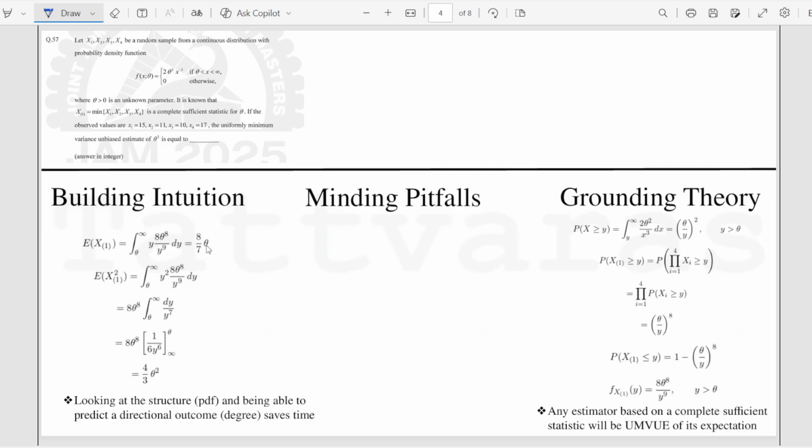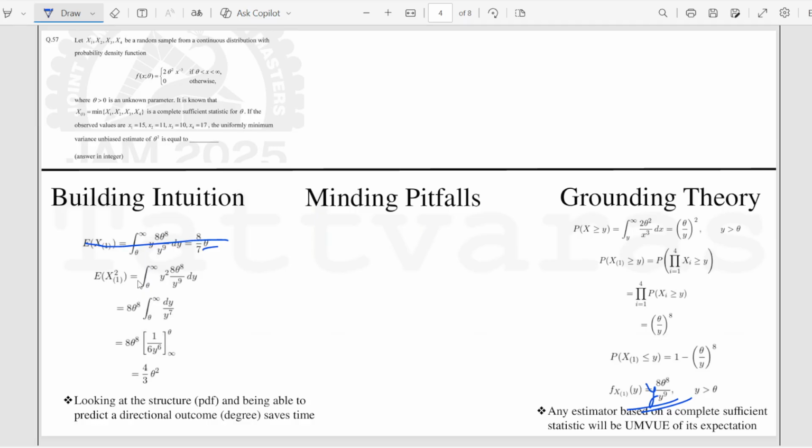Now I want to take a moment and point out that here there is an opportunity to build intuition, in the sense that when you have the PDF, you should be able to look at it and have a rough idea of the expectation that is going to come out. So here it's sort of intuitive that when you multiply by y, this y to the power 9 becomes y to the power 8, and when you integrate it, it will essentially give you something in theta. Because you figure this out by seeing it, you don't have to do the full computation.